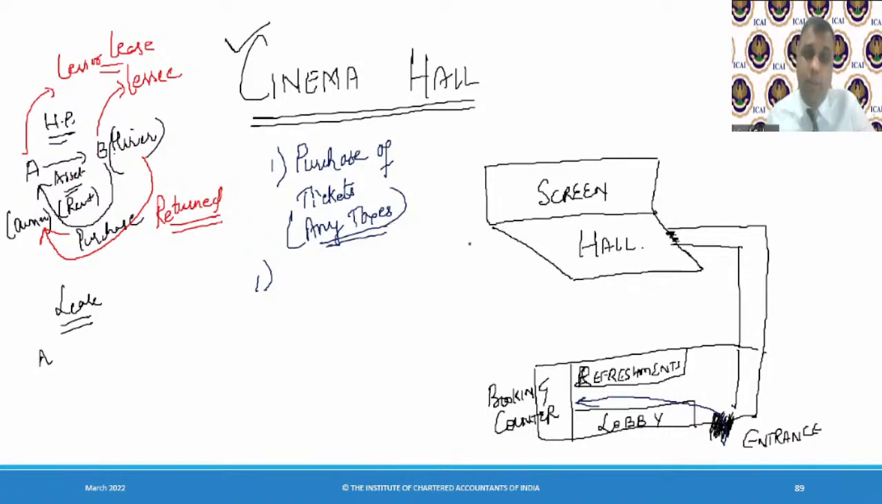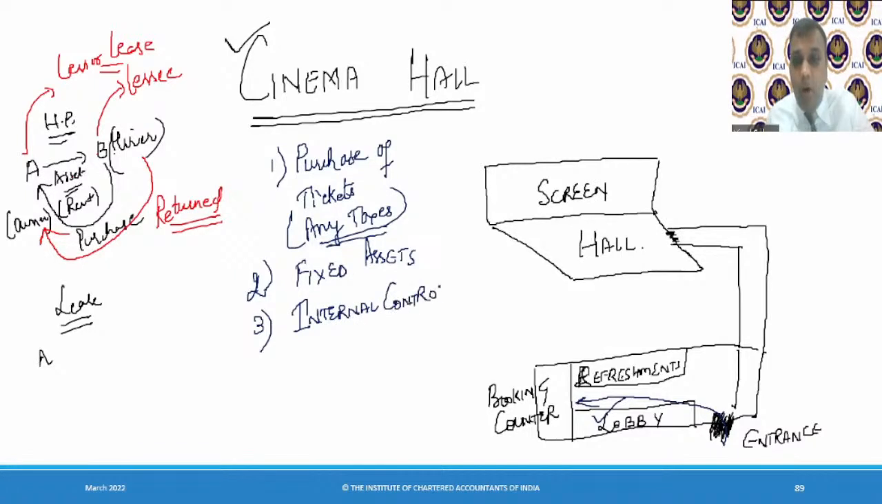Okay. Then my show is about to start in half an hour. I wait in the lobby. So the normal points, fixed assets. Okay, I missed a very important point, internal controls. So nobody can enter the cinema hall without showing a ticket to the security staff without being checked.